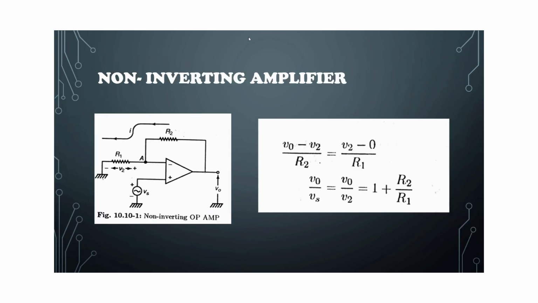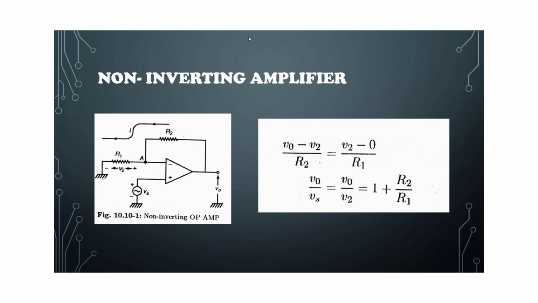Comes the non-inverting amplifier. The figure shows the basic non-inverting amplifier using op-amp. Here the signal is applied to the non-inverting terminal. Now if V2 is the potential at the point A, then the differential input is Vs minus V2. So the output voltage Vo is equal to Av into (Vs minus V2). Since Av tends to infinity, for a finite Vo, we must have Vs minus V2 tends to 0, that is V2 equals Vs. Thus, there is a virtual short at the input terminals of the op-amp.